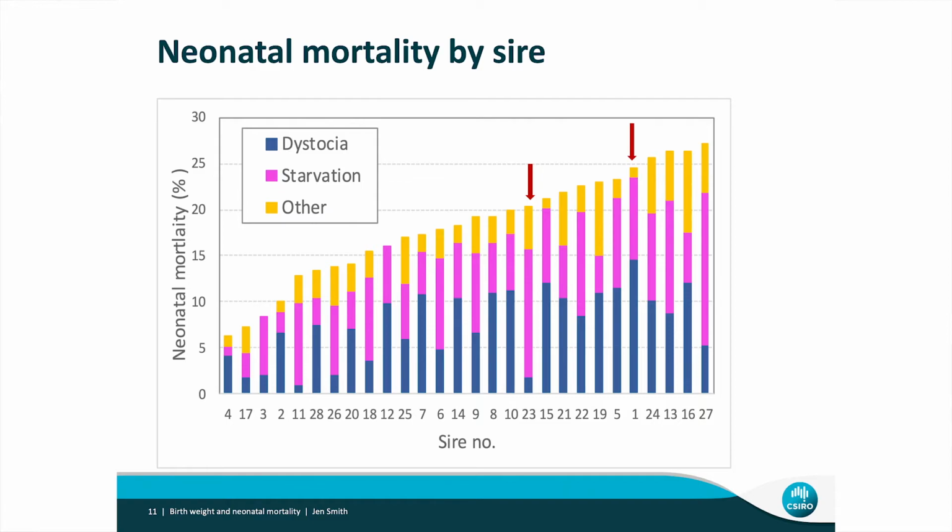So where the red arrows are there is just a couple of examples. So sire number 23, for example, had above average mortality, but the vast majority of them were due to starvation, as opposed to the other one with the red arrow, which is sire number 1. He also had above average mortality, but the majority of them were due to dystocia. So what that's telling us is not only is there difference between sires, but also the reason for those deaths.